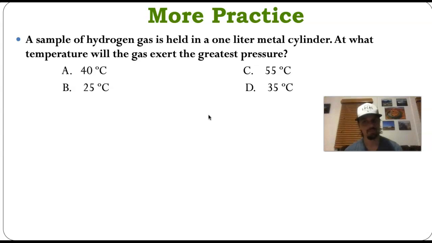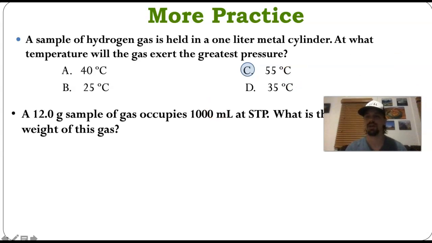So, we could call it Do Now number 2. A sample of hydrogen gas is held in a 1-liter metal cylinder. At what temperature will it exert the greatest pressure? So this goes back to last video where we imagined how temperature affects the speed of particles. Take a second, pause. Hopefully you're thinking C, 55 Celsius because it's the highest temperature. Highest temperature, particles move the fastest. They're going to run into the walls with the most force, causing that greatest pressure.